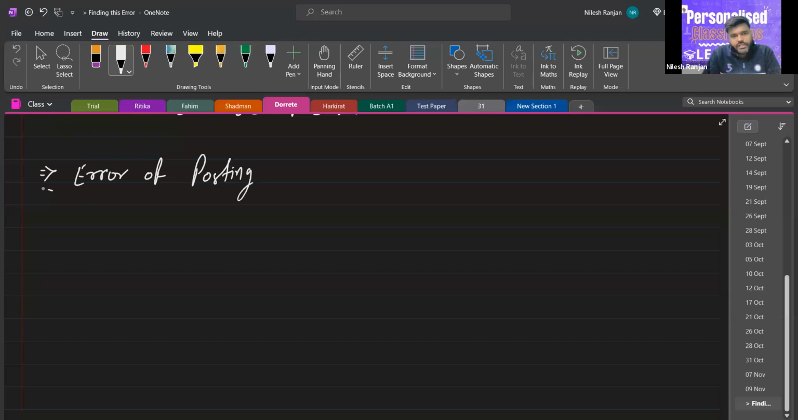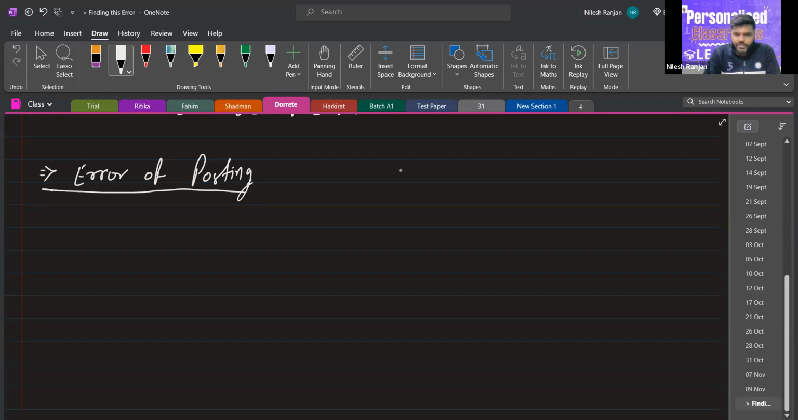Now, what will be incorrect while we post from journal to ledger? The process is called posting when we transfer our journal entry from journal to ledger. So in that case, what kind of error can occur? You don't know? No, sir.